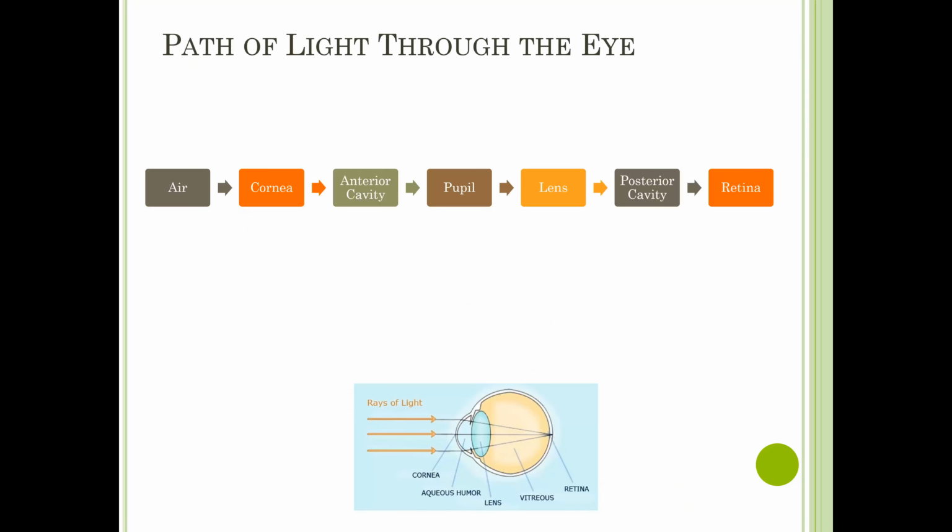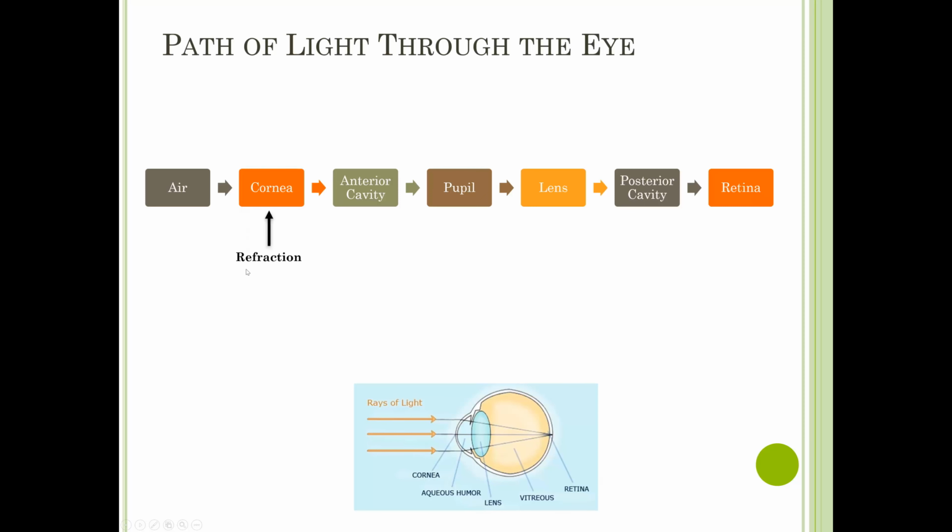So if we look at the path of light through the eye, the light comes in through the air, and then it's going to pass through the cornea, then through the aqueous humor in the anterior cavity, then through the pupil, which is the opening in the iris, then through the lens, then through the posterior cavity filled with the vitreous body, and then it's going to be focused onto the retina.